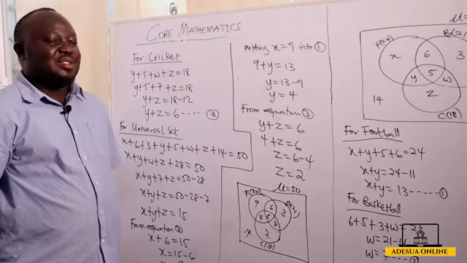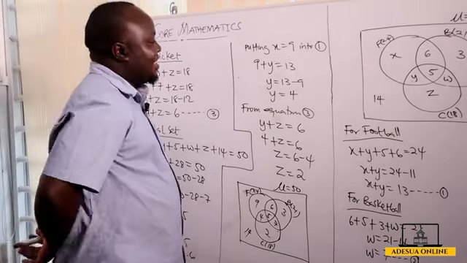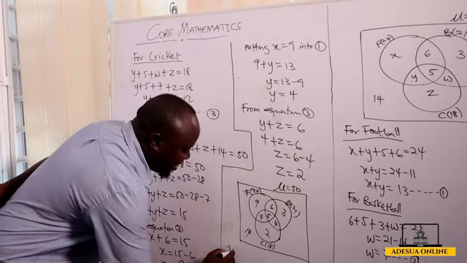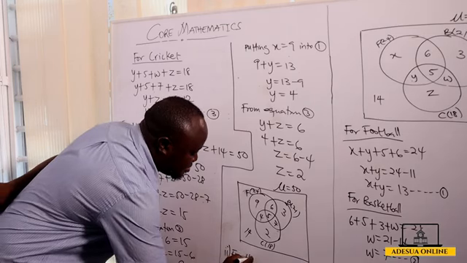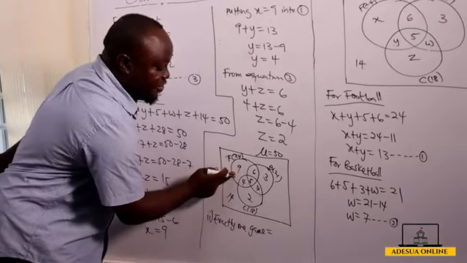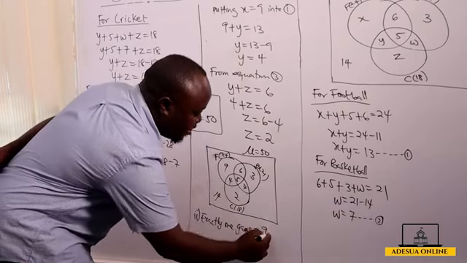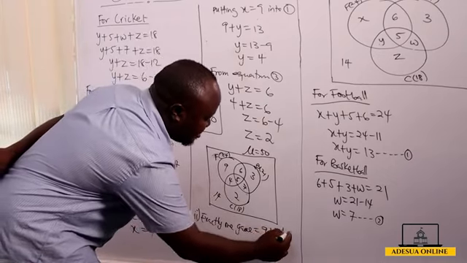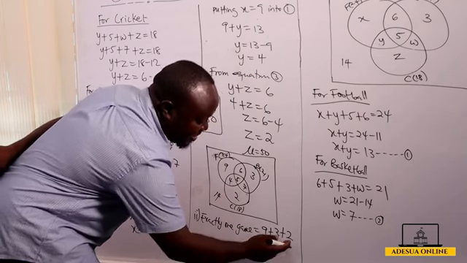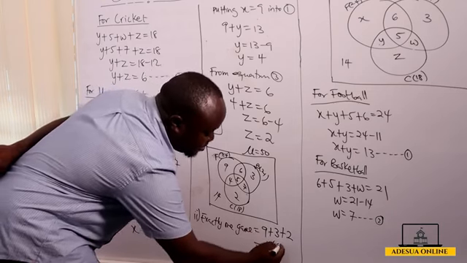And the last one, we want the students who like exactly one game. So exactly one game will be equal to football only plus basketball only plus cricket only. So we have 9 plus 3 plus 2. 9 plus 3 is 12, plus 2 is 14 students.